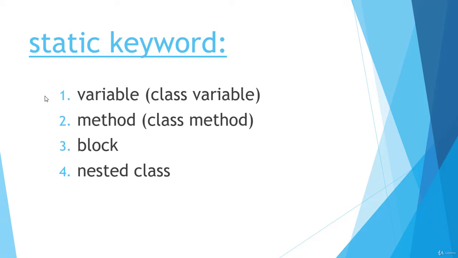We can use our static keyword with variables, which we also call class variables. We can use the static keyword with our methods, which we call class methods. We can use the static keyword with blocks. We are going to discuss blocks in this video. And at the end, we can also use the static keyword with nested classes. Nested classes means a class within a class. We have not yet discussed nested classes, but shortly we are going to, and we will have a better concept of static nested classes in the nested classes video.